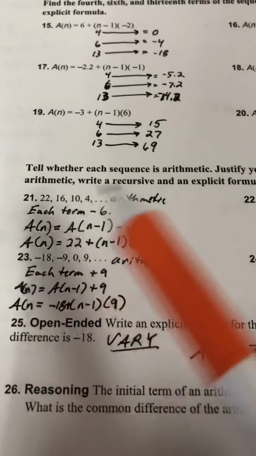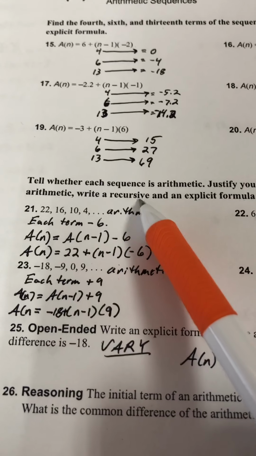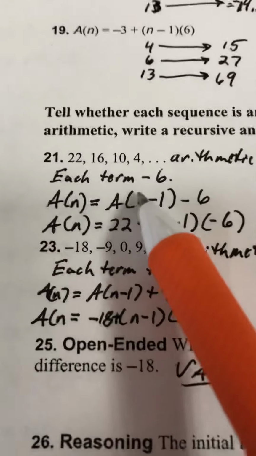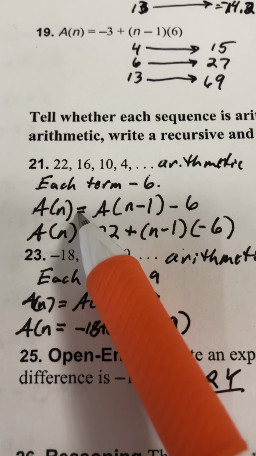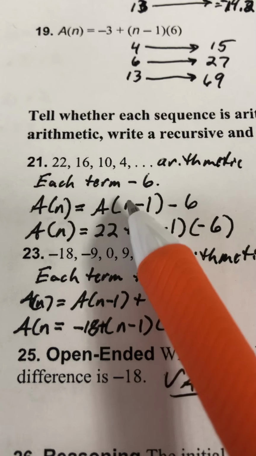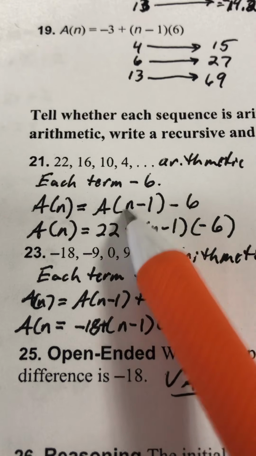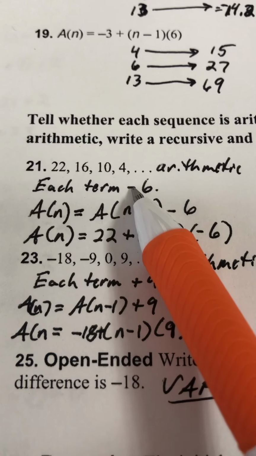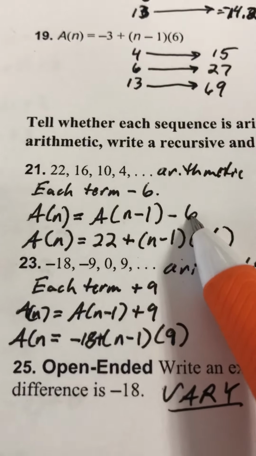All right, 21 and 23. Tell whether each sequence is arithmetic, justify your answer, and if the sequence is arithmetic, write a recursive and an explicit formula to represent it. That recursive formula is that a_n stuff, your first term plus the number of terms, all that kind of stuff. So this is arithmetic, and each term is minus 6. So this minus 6 goes at the back of your recursive and explicit formulas.